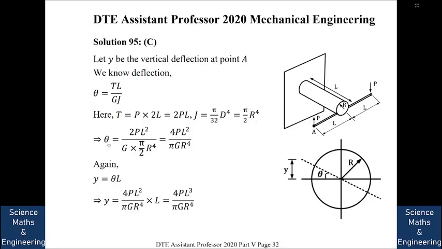So from here we have theta is equal to 4PL square divided by pi G into r to the power 4. Now y is equal to how much? Y is equal to theta into this length, that is L, right? So y is equal to our theta into L. So we have 4PL cube divided by pi into G r to the power 4. So our option C is the correct answer.